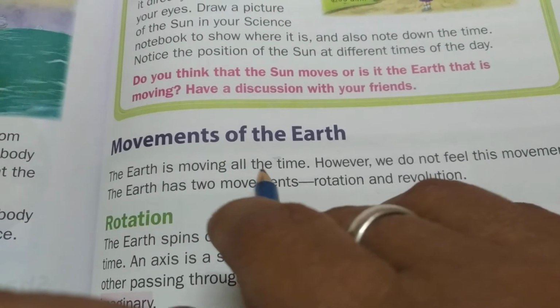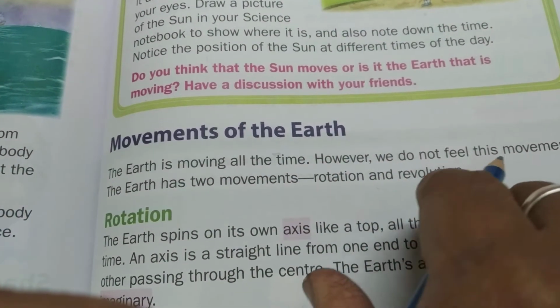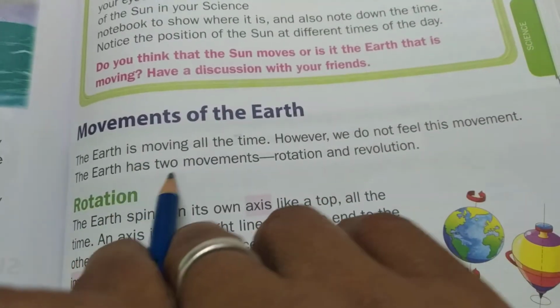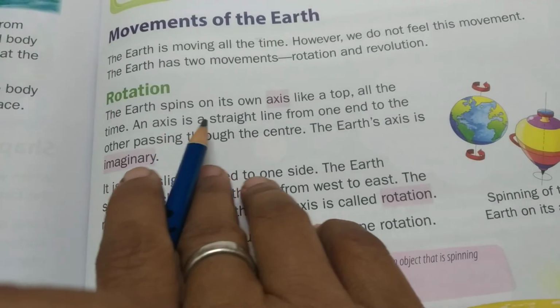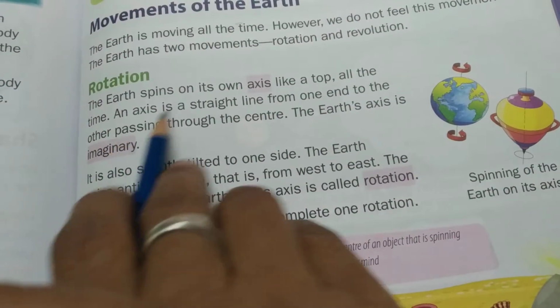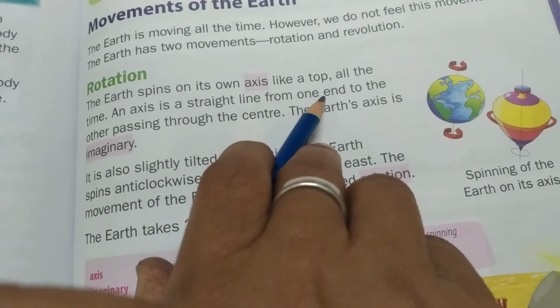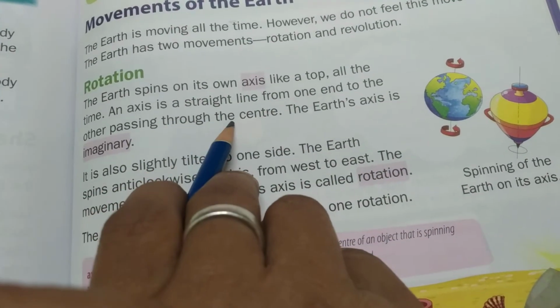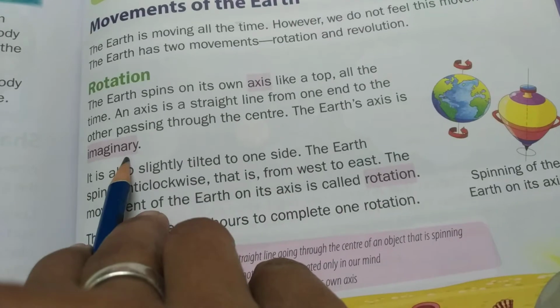The Earth is moving all the time. However, we do not feel this movement. The Earth has two movements, rotation and revolution. Rotation: the Earth spins on its own axis like a top all the time. An axis is a straight line from one end to the other, passing through the center. The Earth's axis is imaginary.